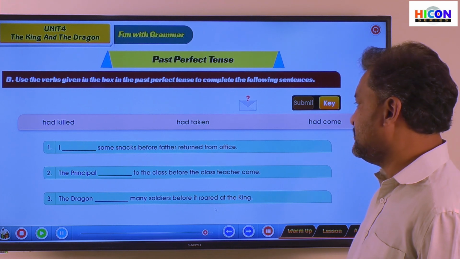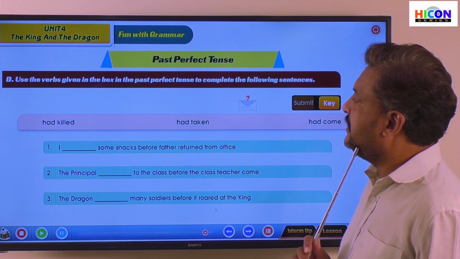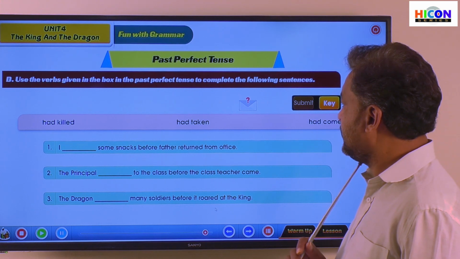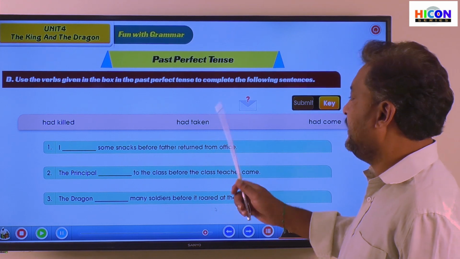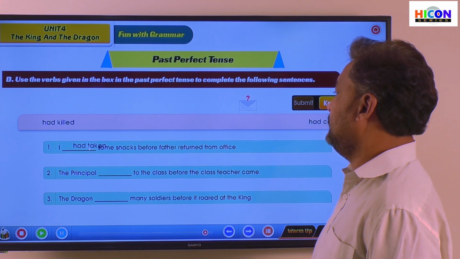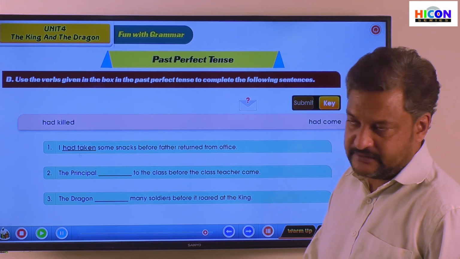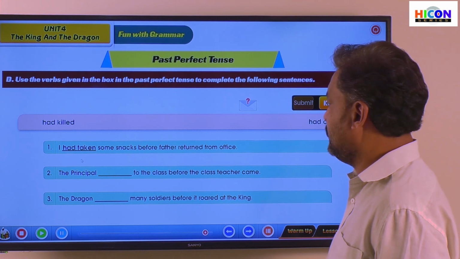So, I dashed some snacks before father returned from office. I had killed, we cannot kill snacks, we can kill snakes, isn't it? Yes. So I had taken some snacks. I had taken. Taken means what? Eaten. Okay. So I had taken some snacks before father returned from office.